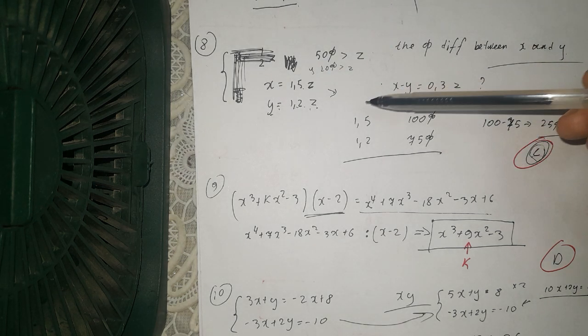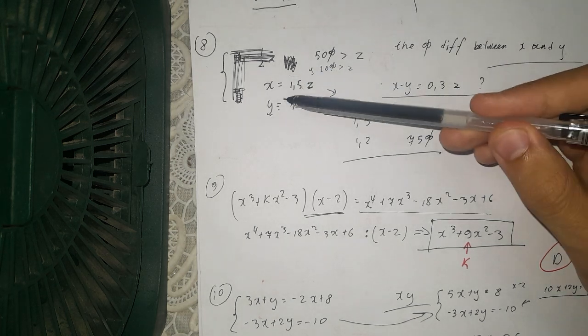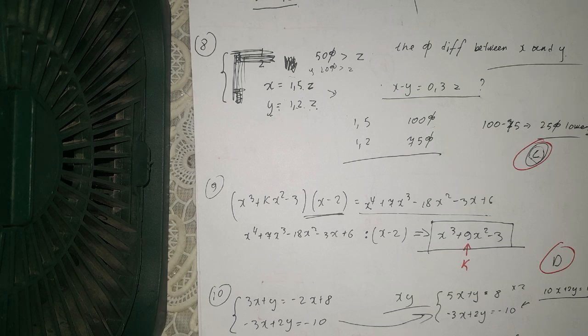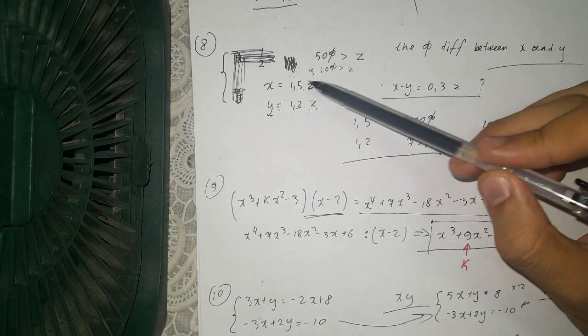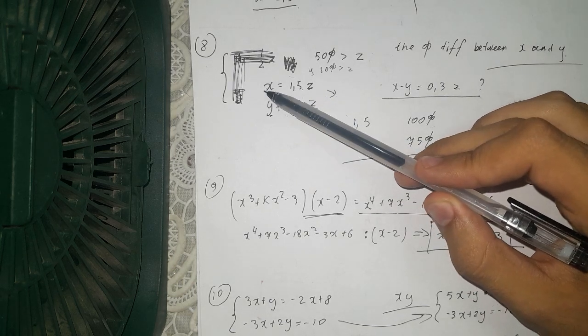So if we find that this is 100%, this is 70%. The difference between them is 25%. This means this is 25% lower than x. The y is 25% lower than x.